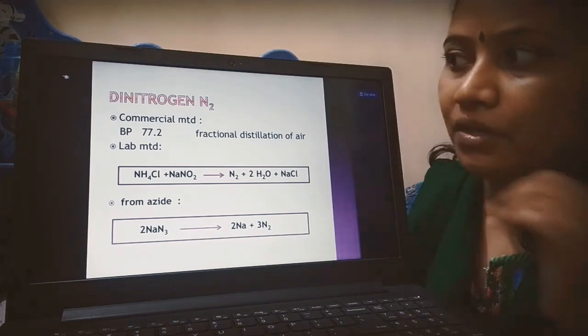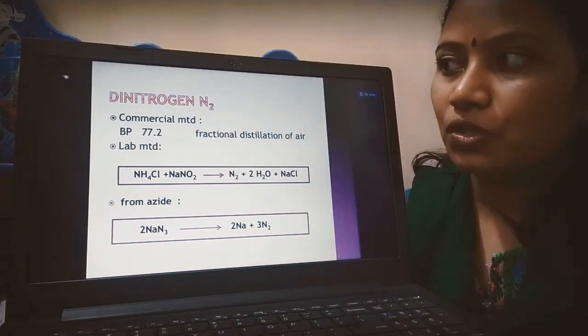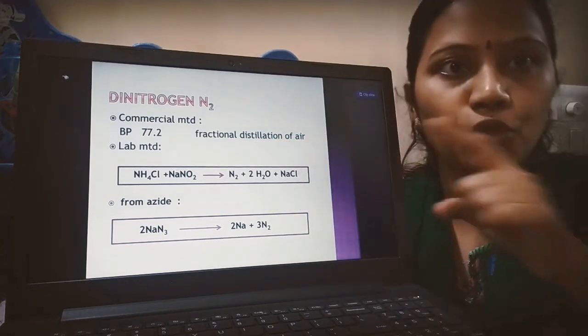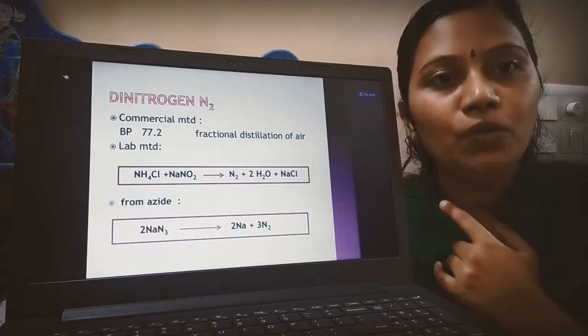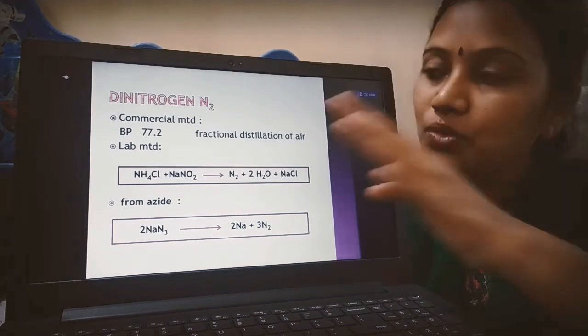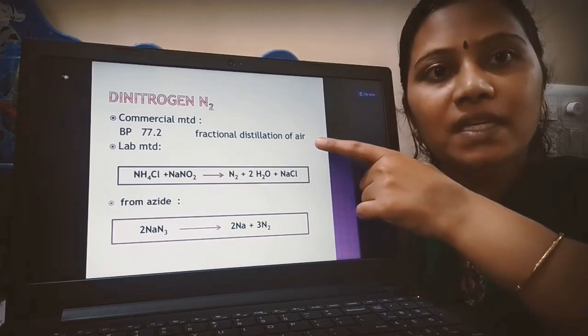Coming to dinitrogen, how to prepare dinitrogen commercially? By means of fractional distillation of air. This is one way, that is fractional distillation. Hope you all remember the use of a fractionating column and the different boiling points. So it can be prepared by fractional distillation of air. This part we have seen in class 9.